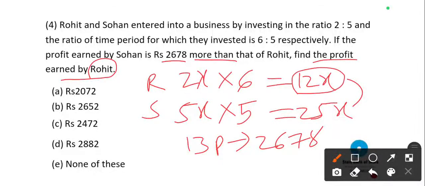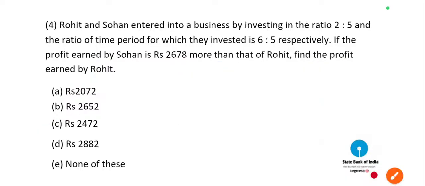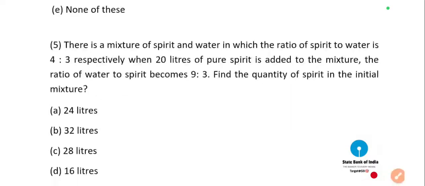Rohit's profit is 12 parts. So 13 parts is 2678, so one part is 206, since 13 times 6 is 78. So the 12 parts value will be 206 into 12. 12 times 6 is 72 and 12 times 2 is 24. 2472 is our answer. So 2472, option C, is our answer. Okay. Now we are going to see the fifth question.